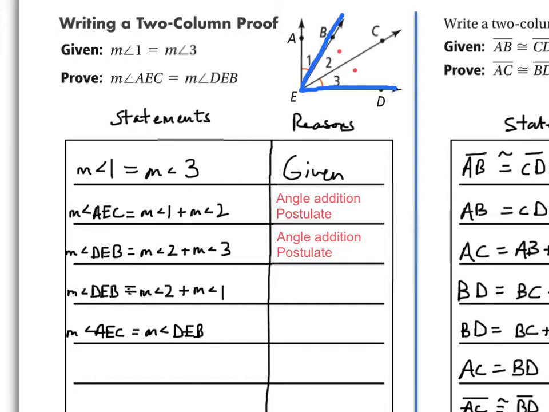If you look at the line before, AEC is 1 plus 2, and DEB is 2 plus 3. What they've done from this step, DEB equals 2 plus 3, to DEB equals 2 plus 1, is interchange these two. These two have switched. They've substituted it in. So this is the substitution property.